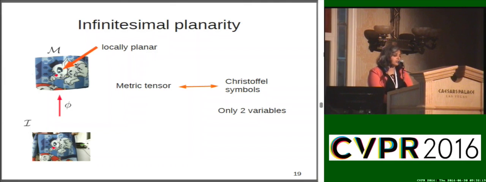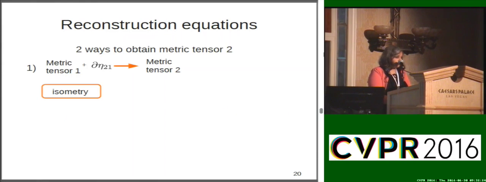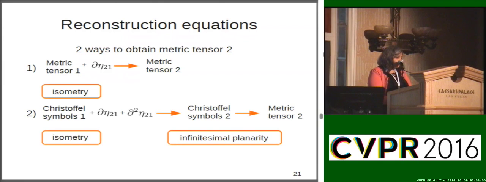Projective relationship between metric tensors and reconstruction equations. There are two ways. First is by transferring the metric tensor. Second way is to transfer the Christoffel symbols and then writing the metric tensor on the surface. And now we have these two.